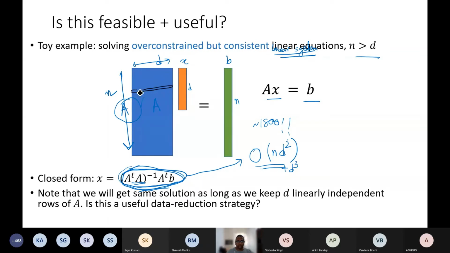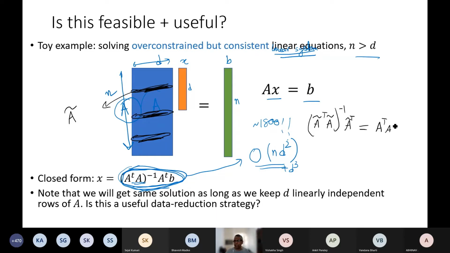Suppose you pick out the linearly independent rows from A. Because A has n rows, not all of them are linearly independent. So pick out d linearly independent rows from A, and call this matrix A tilde. Now you can do a little bit of calculation to see that A tilde transpose A tilde inverse A tilde transpose is exactly equal to A transpose A inverse A transpose.